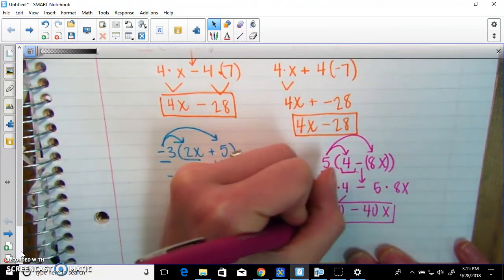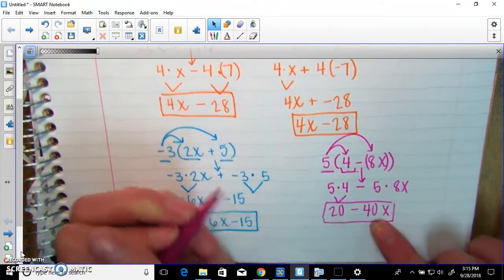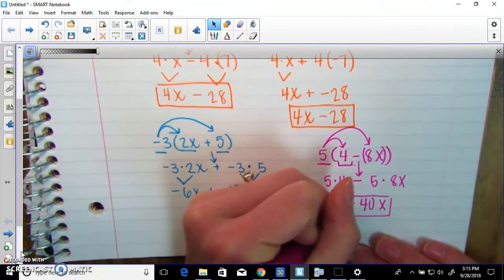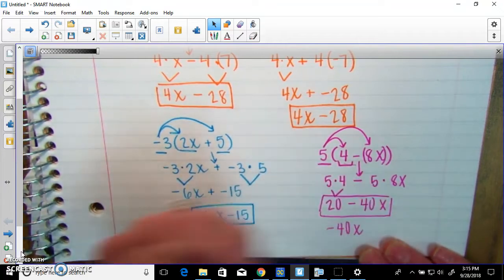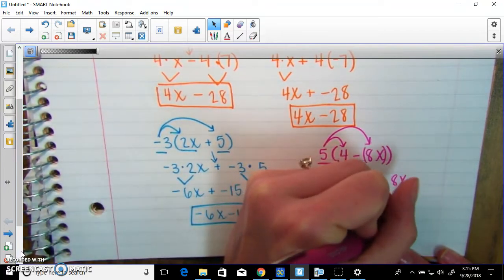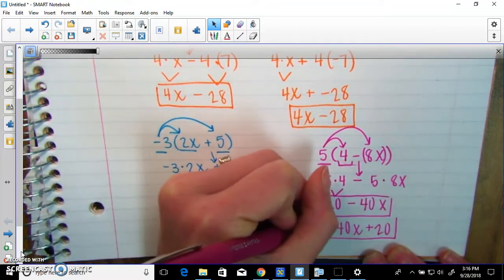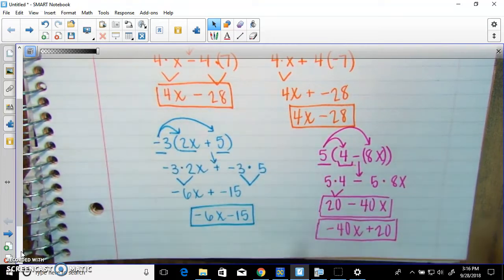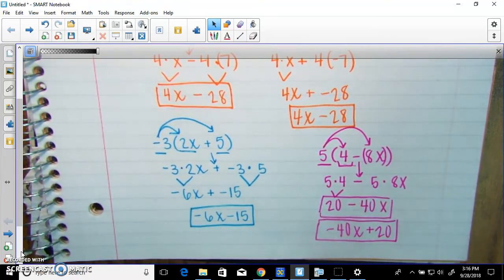If you were given answer choices with the variable in the first term, your answer choice might look like this: negative 40x plus 20. So they may switch around those terms to have the variable in the front.